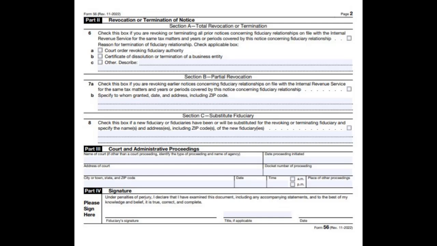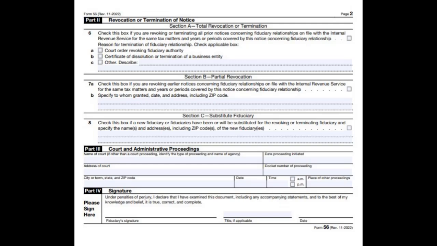1. 6A. Check this box if your fiduciary authority has been revoked by a court order, and attach a copy of the order. 2. 6B. If a substitute fiduciary is assigned, check this box and include the substitute's name. The substitute must file their own Form 56. 3. Indicate if the revocation is partial or total and provide any relevant documentation, such as a dissolution certificate for a business. Part 3, Court and Administrative Proceedings.